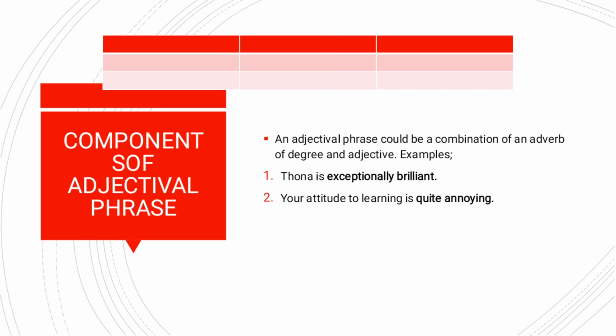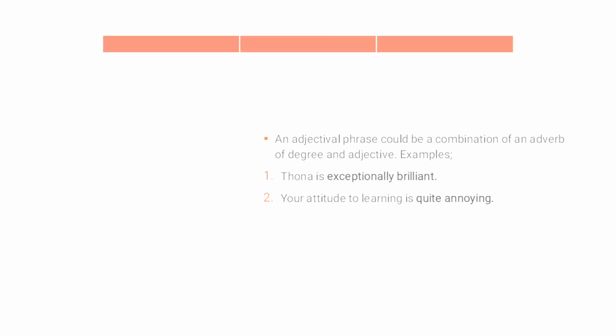Example 2. Your attitude to learning is quite annoying. The adjectival phrase in this sentence is quite annoying, and it is made up of the adverb of degree quite combined with annoying.